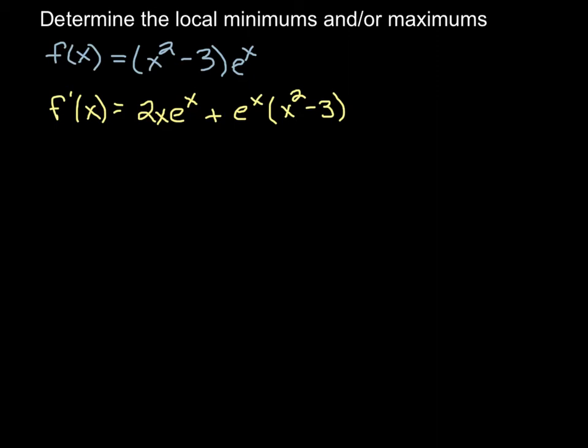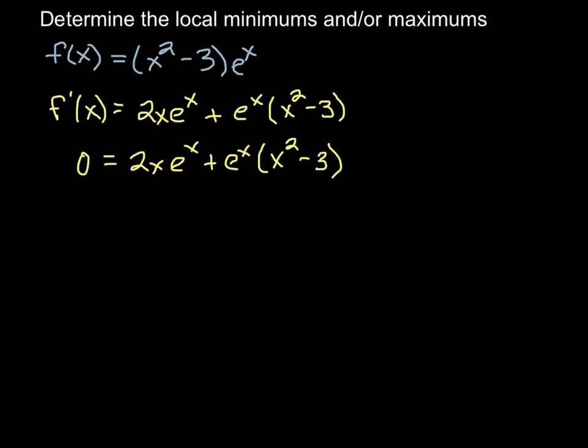Now we want to see where our first derivative is equal to 0 or undefined. I forgot to mention that part earlier. But looking at our problem here, we have 2x e to the x plus e to the x times x squared minus 3. There's no areas in this problem where it's going to be undefined. We're not dividing by any variables. There's no variables inside an even root. There's no variables inside a logarithm. So there's no way that this can be undefined. So we're just going to look at the points where it's going to equal 0.